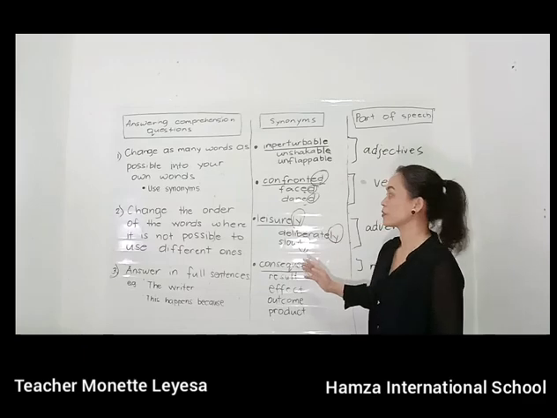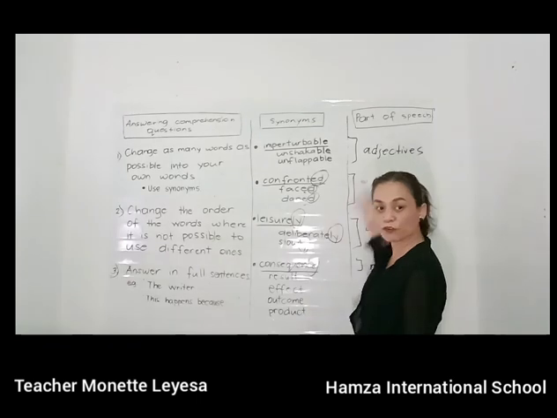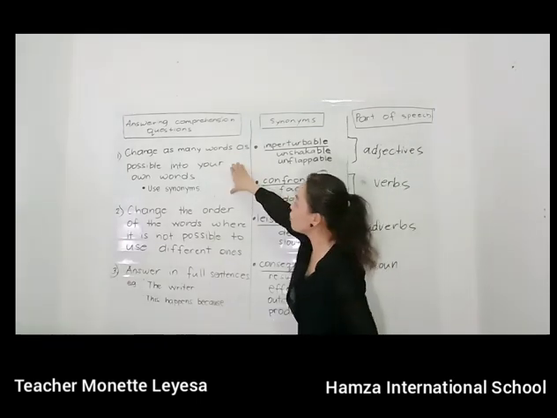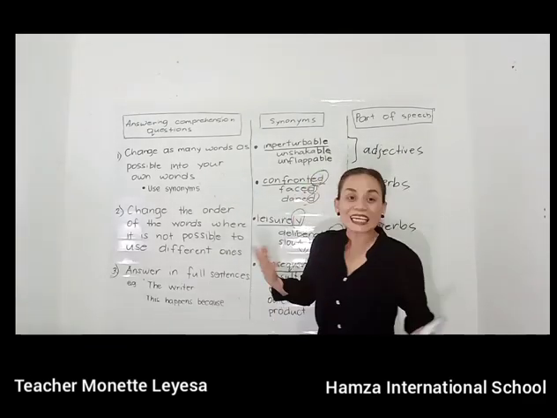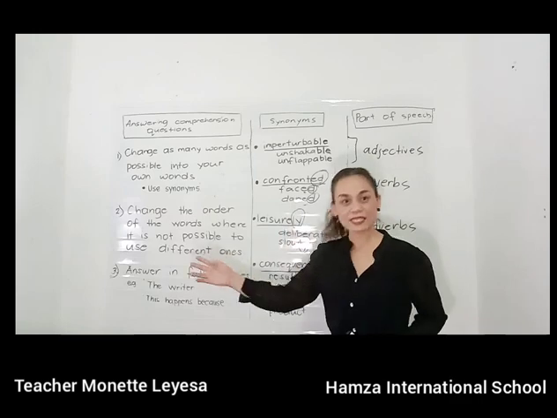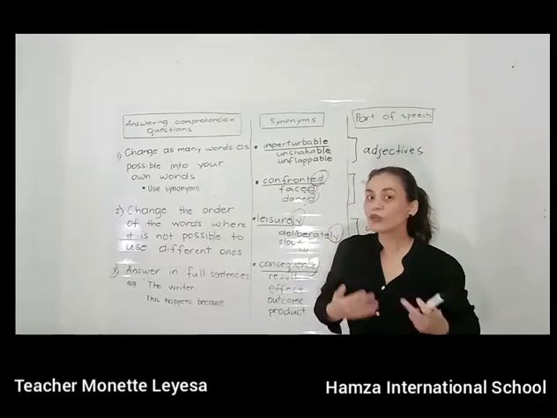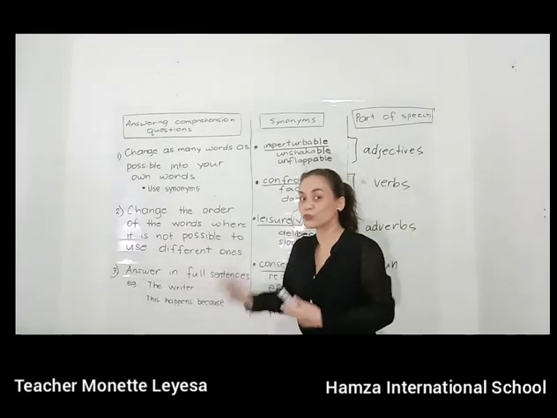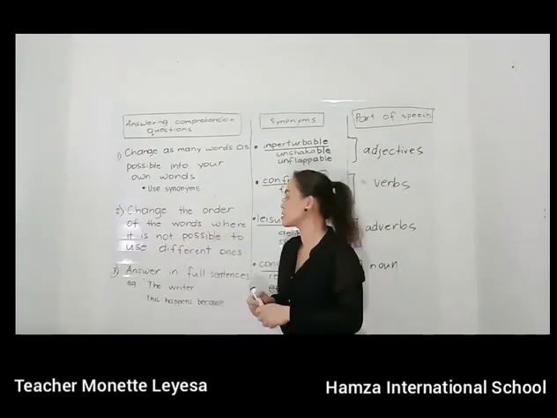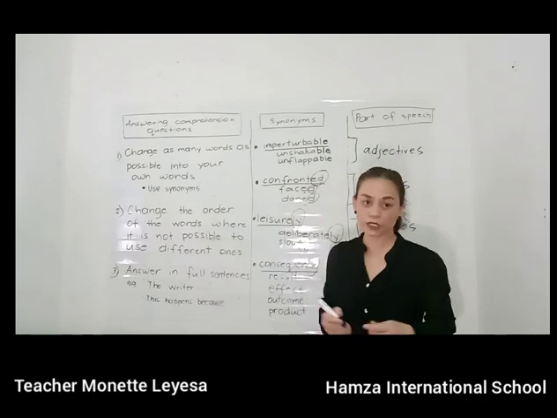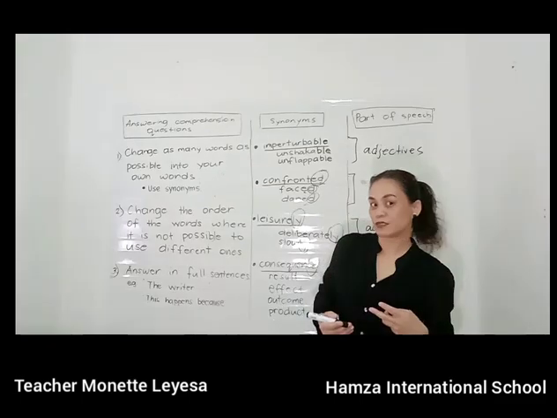Okay? Now, let's go back to this part of what we are talking about. We finished the synonyms, we finished the part of speech. Say for example now, we cannot change the word in the passage. We cannot do anything about the words. So another way for us to prove that we understood the passage is to change the order of the words where it is not possible to use different ones, because there will really be a case like that. So the only way that you can do is paraphrase, rephrase.